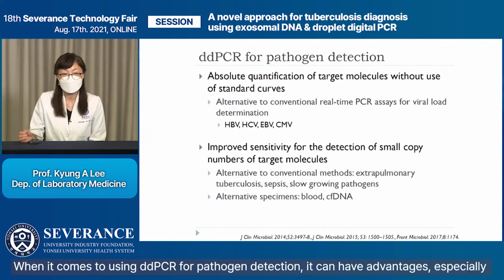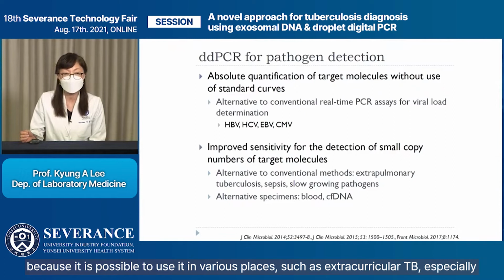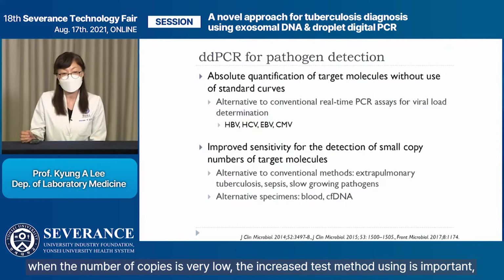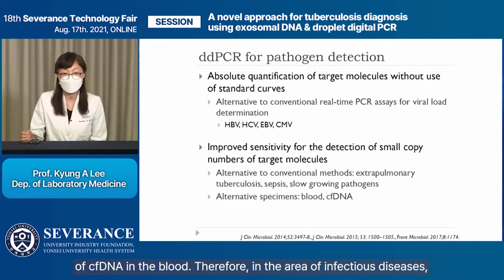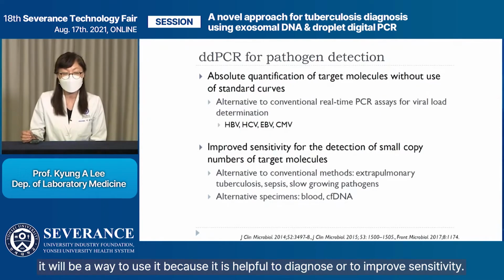When it comes to using ddPCR for pathogen detection, it can have advantages, especially because it is possible to use it in various places, such as extrapulmonary TB. Especially when the number of copies is very low, a test method with increased sensitivity is important. So it can be used in various areas, and recently we have seen its usefulness, such as in the detection of cfDNA in the blood. Therefore, in the area of infectious diseases, it will be a helpful way to diagnose or to improve sensitivity.